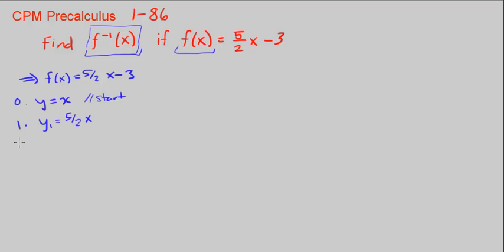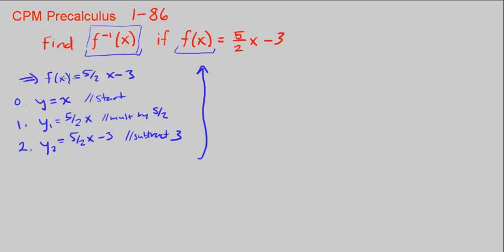Then we subtract 3. So multiply by 5 halves. Step 2 is we subtract 3. Subtract 3. And that's our f of x, okay? So this is what we call wrapping the function. We have y equals x, we wrap it with the multiplication by 5 halves and a subtraction by 3.